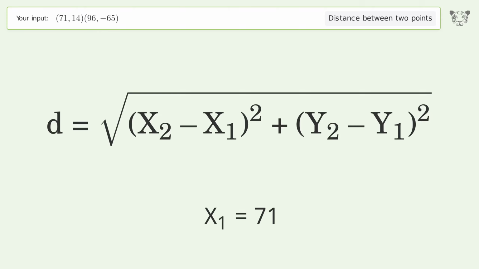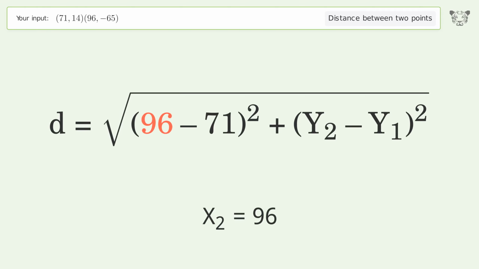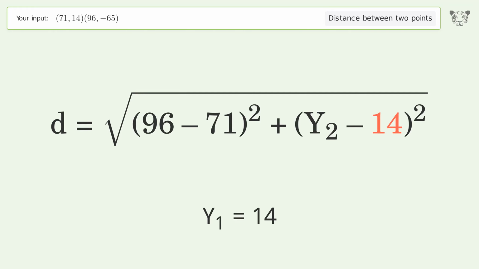x1 equals 71. x2 equals 96. y1 equals 14. y2 equals negative 65.